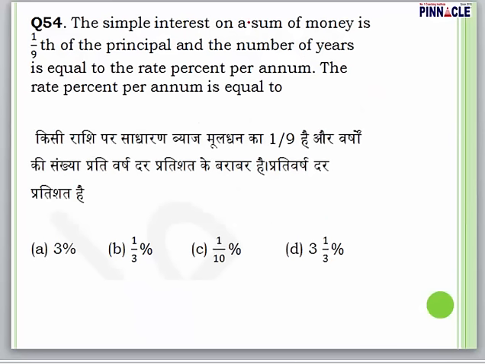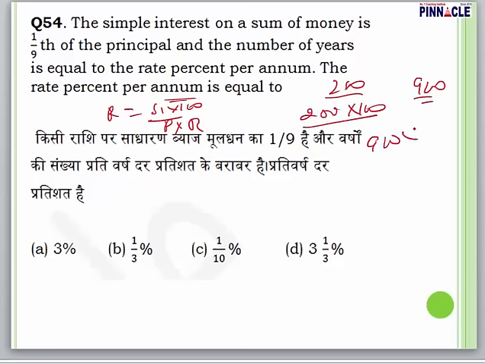Next question, question number 54. The simple interest on a sum of money is 1 by 9 of the principal, and the number of years is equal to the rate percent per annum. The rate percent per annum would be how much? See, rate is equal to SI into 100 divided by P into T. Here years and rate percent are equal, so instead of T you can write directly R. Now see, if 1 rupee is the interest, then the sum of money would be 9 rupees, so principal is 9 and SI is 1. So SI into 100 and P into R.